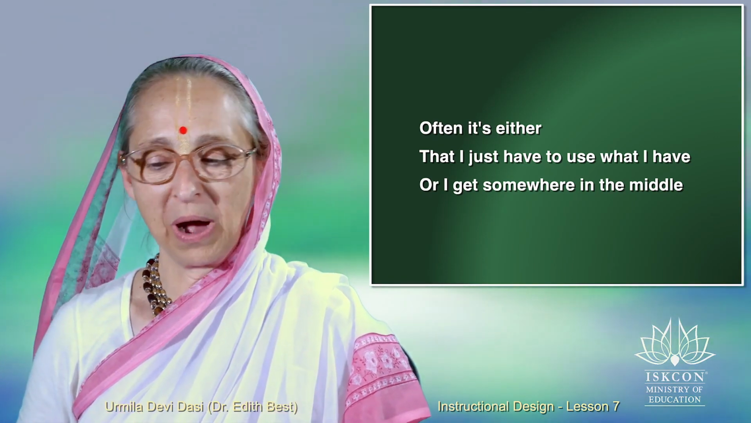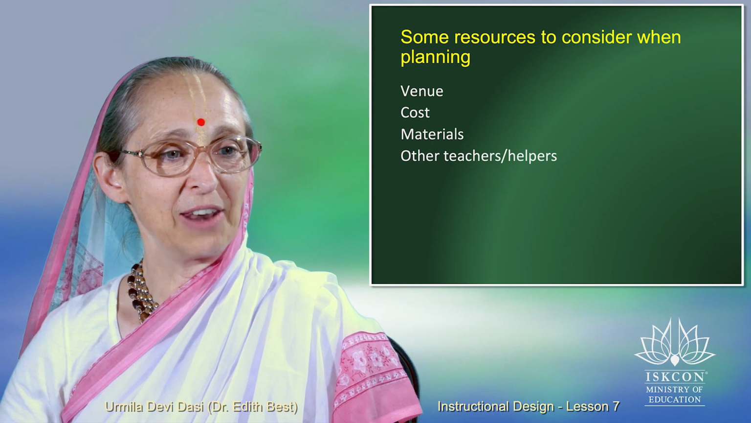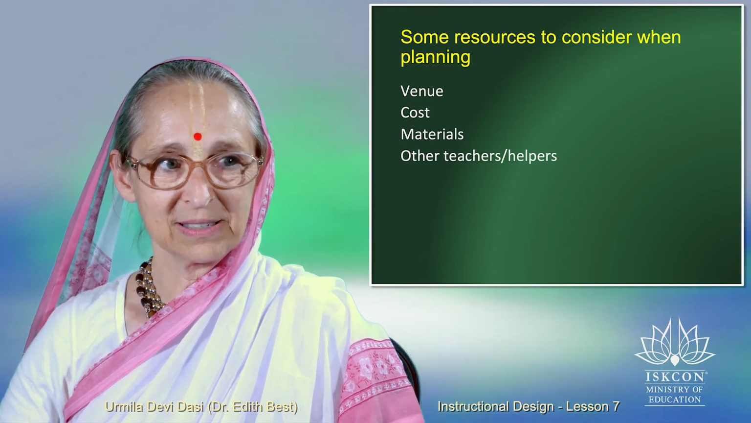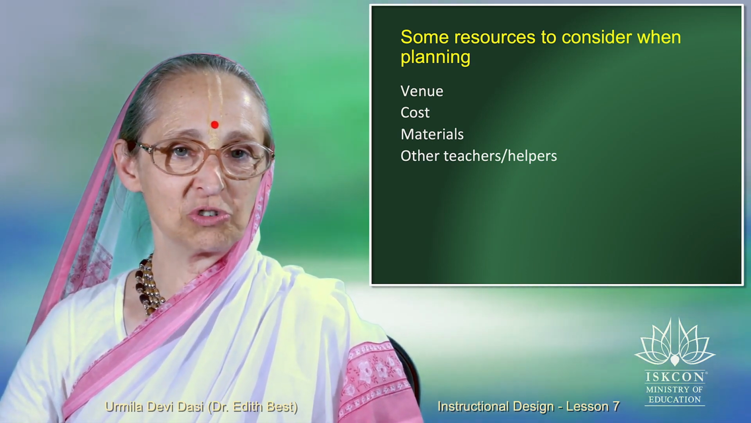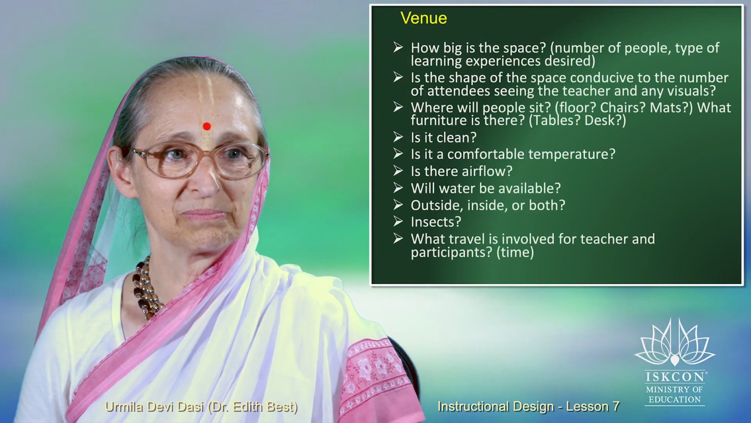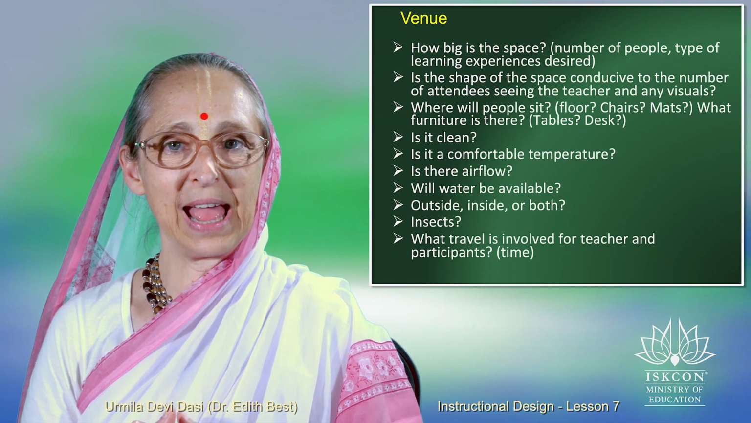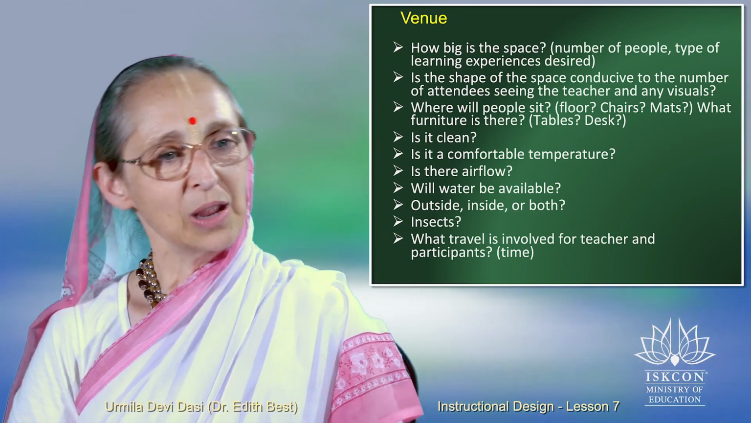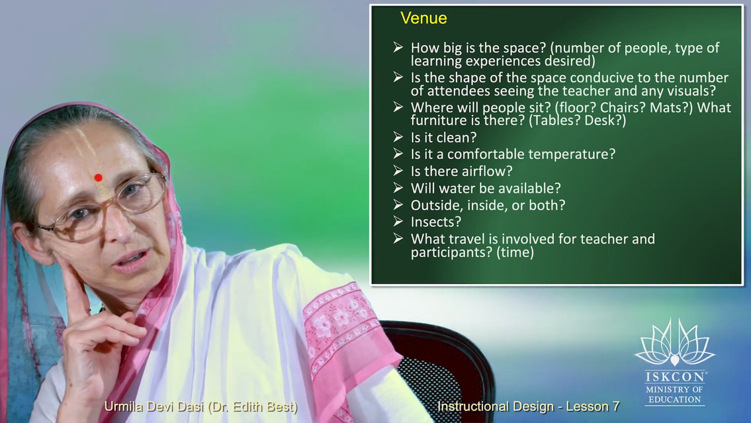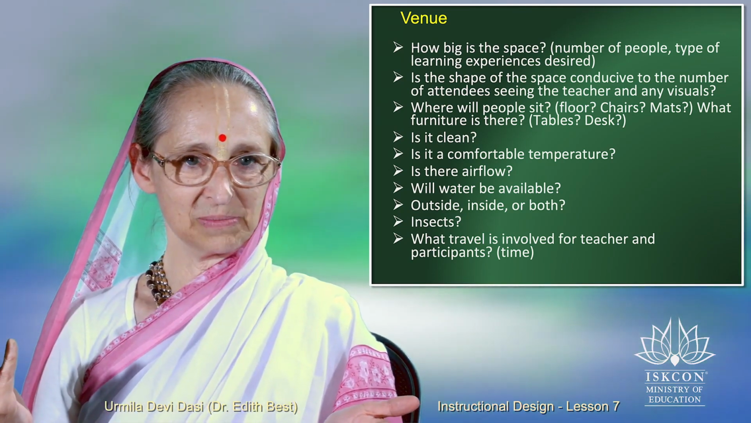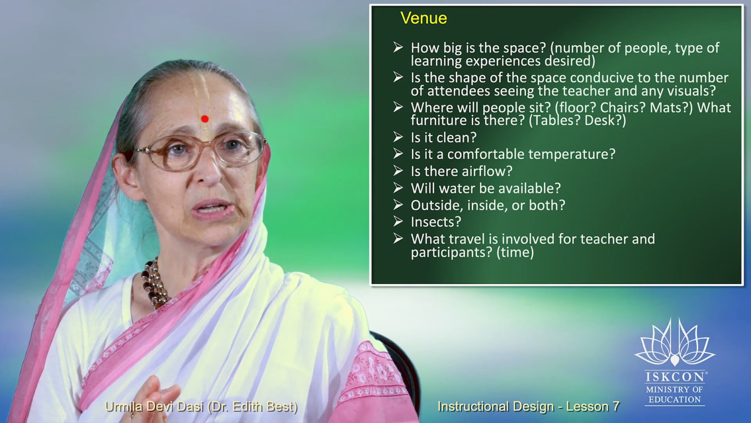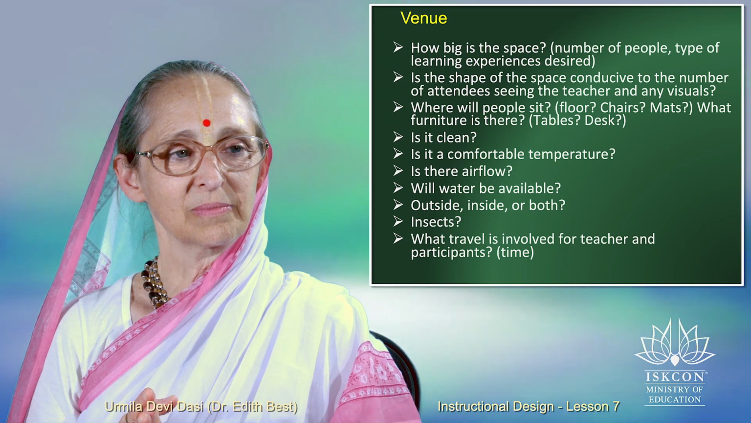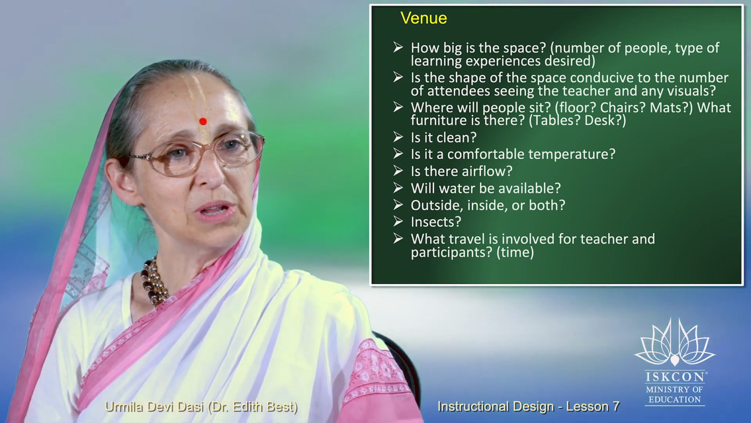Now, what do we mean by resources? Let's take a look at 4 categories. So we're looking at the venue, the cost, the materials, and other teachers or helpers. Okay, first we're looking at the venue, and we have here a list of 10 questions about the venue. Now, in looking at these questions, you might wonder, why do we even care about these? Okay, please take a minute to read over the questions. Why are we asking these questions?